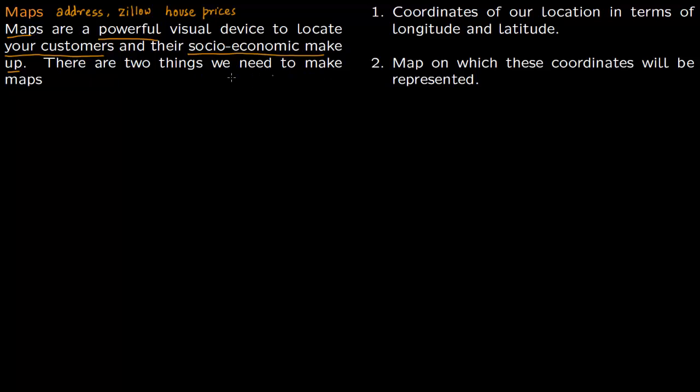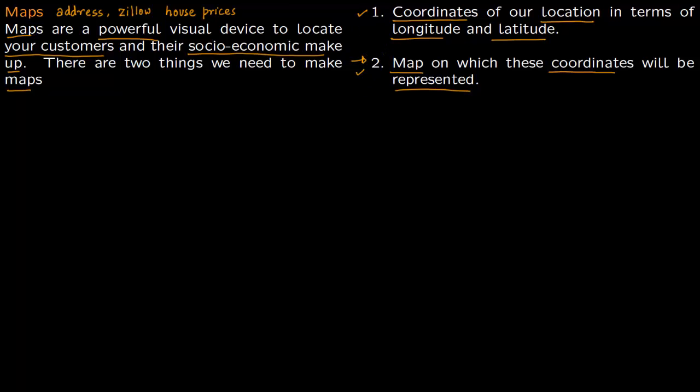There are two things we need to make maps. Number one is the coordinates of the location. This location is the address of the customer, and you will get the coordinates in terms of longitude and latitude. Once you have this, you can put them on a map. So step one is you find the longitude and latitude of your address. Step two is you get the map on which these coordinates will be represented or plotted.